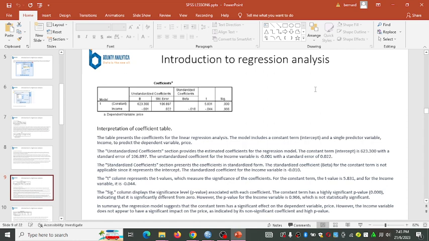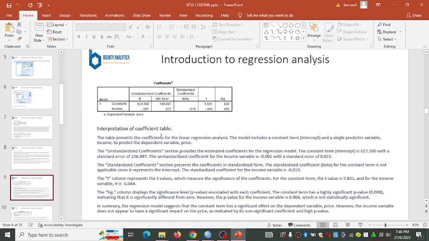From this coefficient table now, you can write the regression model here. The regression model here is price is equal to income times this value plus the coefficient value of this one here. So let's see how we interpret this one.